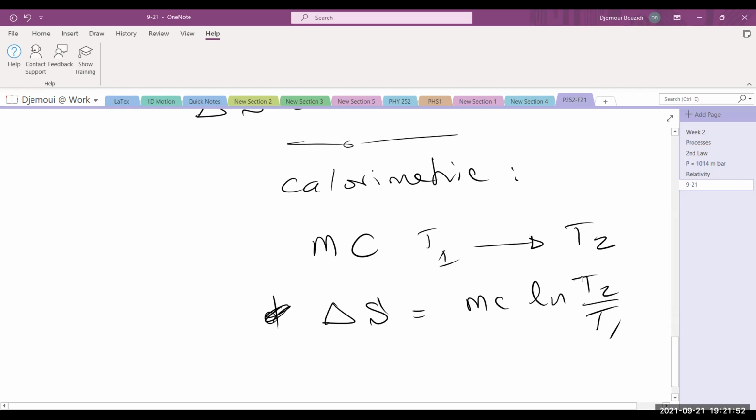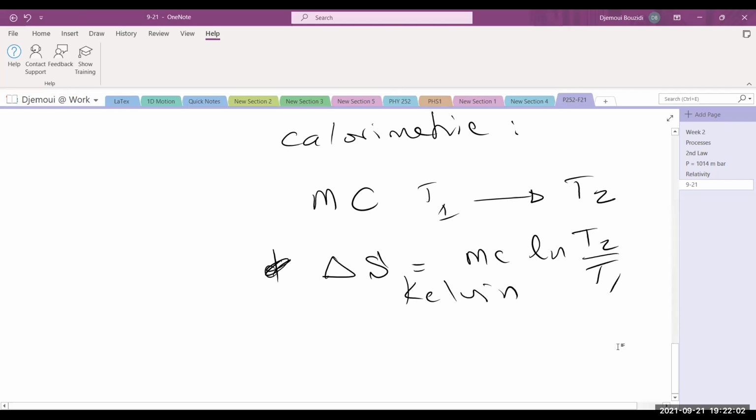If it is more than 1, remember the T's are in Kelvin always. This is a common mistake. I know even at this level, I see people who forget to make the conversion. If the temperature is given in degrees Celsius, convert them to Kelvin. Okay, and so I'm going to find the entropy in here.